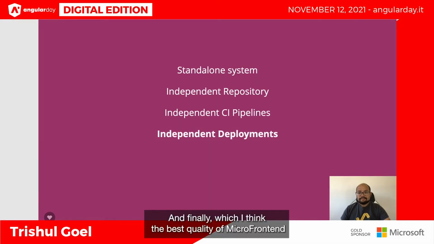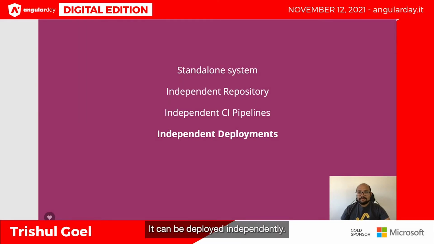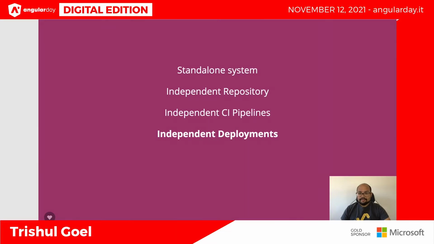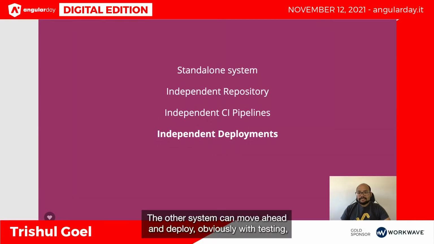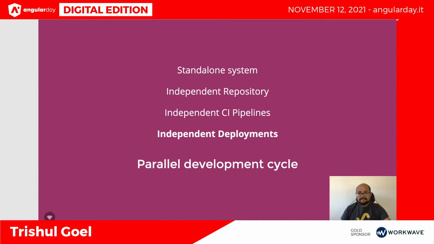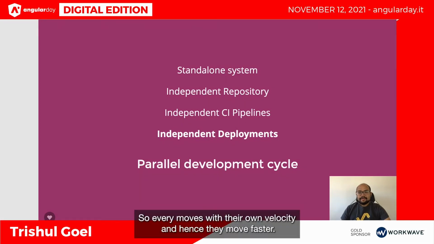And finally, which I think is the best quality of microfrontends, individual deployment. Since it has an individual repository and individual CI pipelines, it can be deployed independently. It is independent from any other system. So let's say one of the systems is having some problems, the other systems can move ahead and deploy, obviously with testing, but it's not a blocker. That enables a parallel development cycle. Since every microfrontend has its own space, every team moves with their own velocity, and hence they move faster.